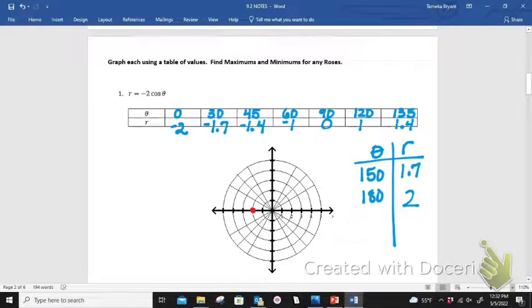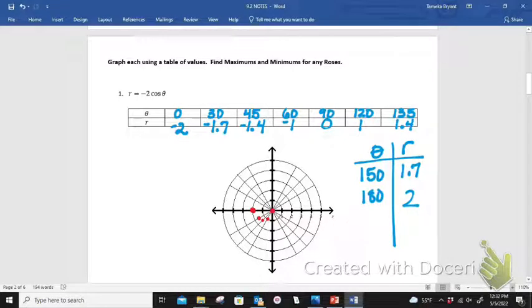And then for the second one, 30 degrees. So this is 30 degrees, and you're going to go backwards, -1.7. So it's going to be right in front of -2. And then at 45, it's getting a little closer. And then at 60, it's -1. And then at 90, you're at 0.